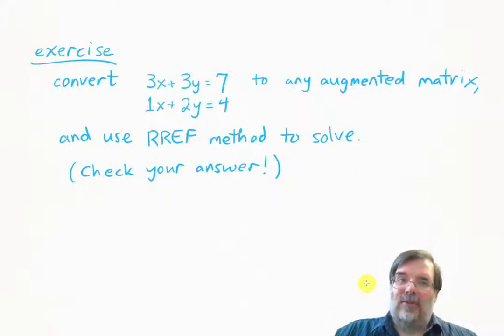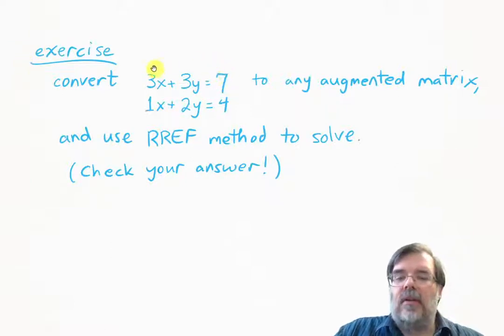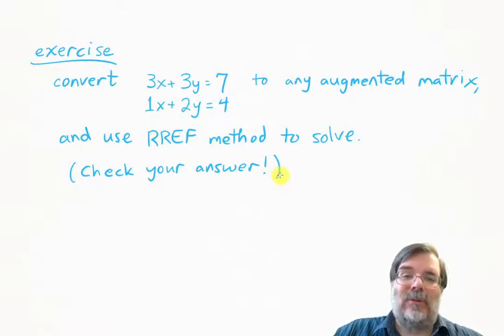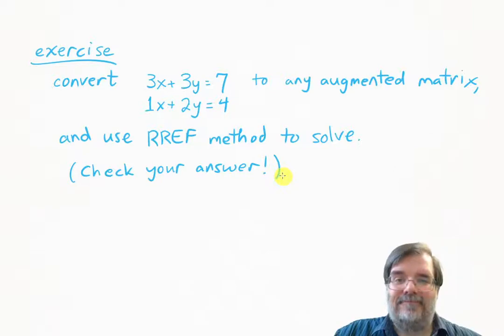Now, as always, you learn math by doing math, so here's an exercise for you to try out. Here is a system of equations. What I'd like you to do is go ahead and convert this to an augmented matrix of 3, 3, 7, 1, 2, 4, and use row-reduced echelon form. Go ahead and do row operations to simplify this and find the solution in terms of x and y. And when you're done, be sure to check your answers so you can make sure you solved it all right.